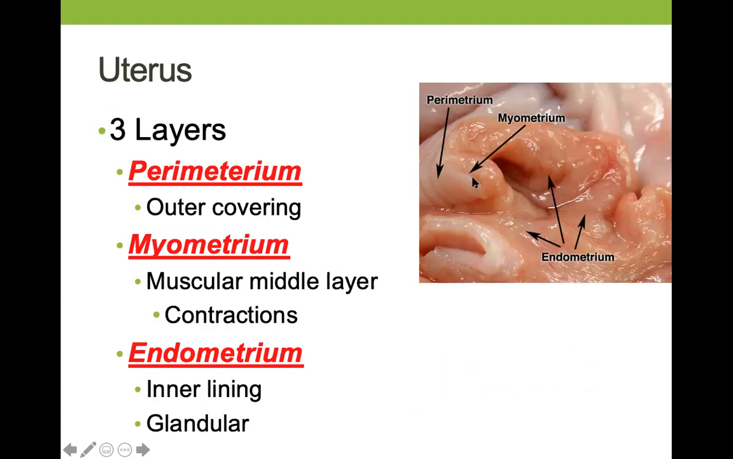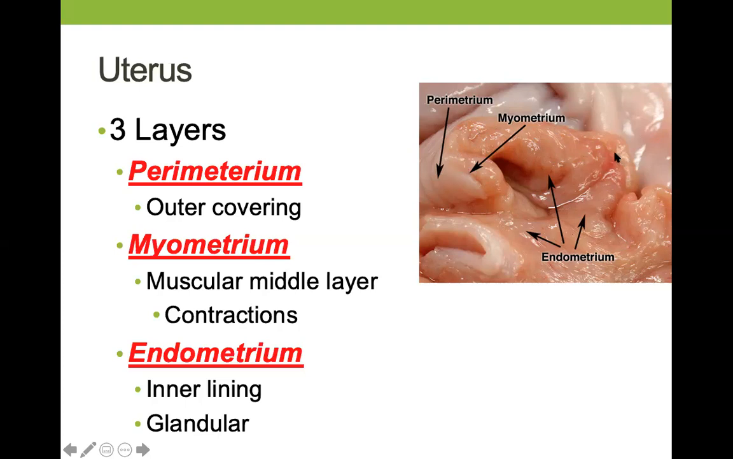And then you have this middle layer here. It's kind of hard to see, but it's this kind of thick middle layer. It's called the myometrium. The myometrium is actually the muscle inside the uterus, and it's responsible for contractions. All of the contractions that are happening in the uterus at any given time are performed by the myometrial layer. All right, so it's really thick, it's very muscular, and it's kind of all along here.